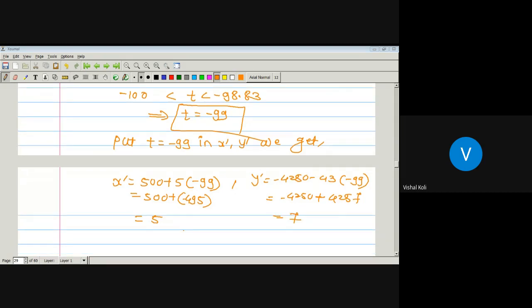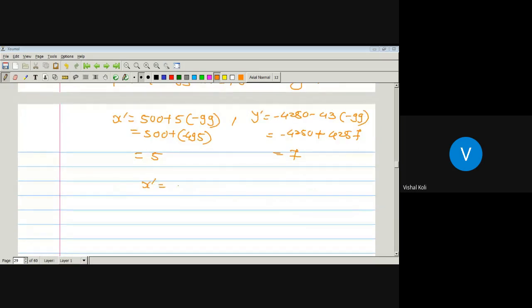So what is the value of x dash and y dash? X dash is 5 and y dash is also 7. So it means both are positive, which implies 5 comma 7 is the positive solution of the given linear Diophantine equation. And that is what we had to find out.